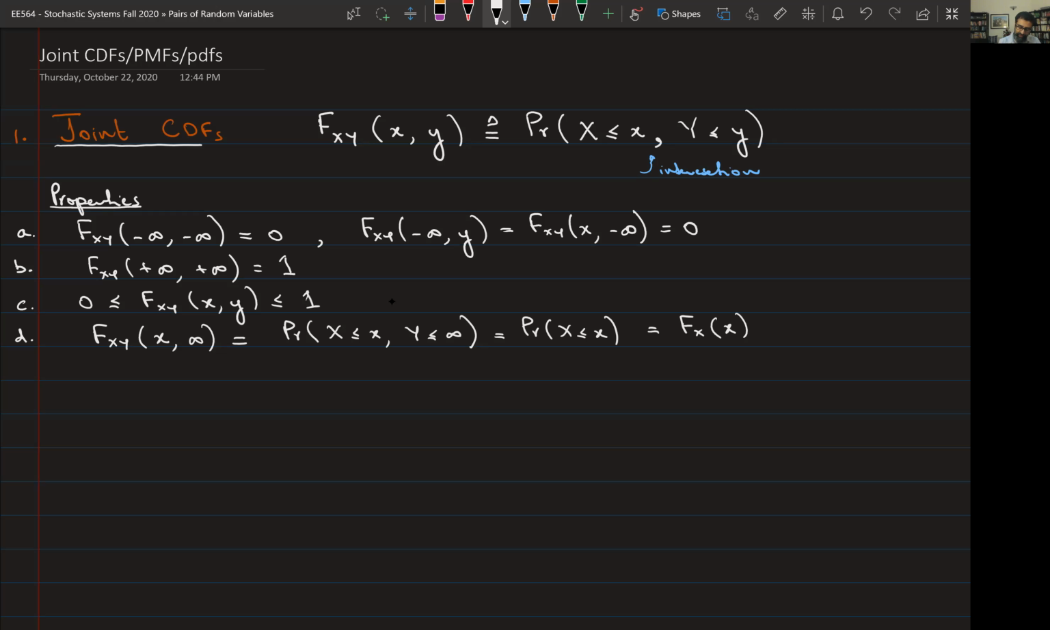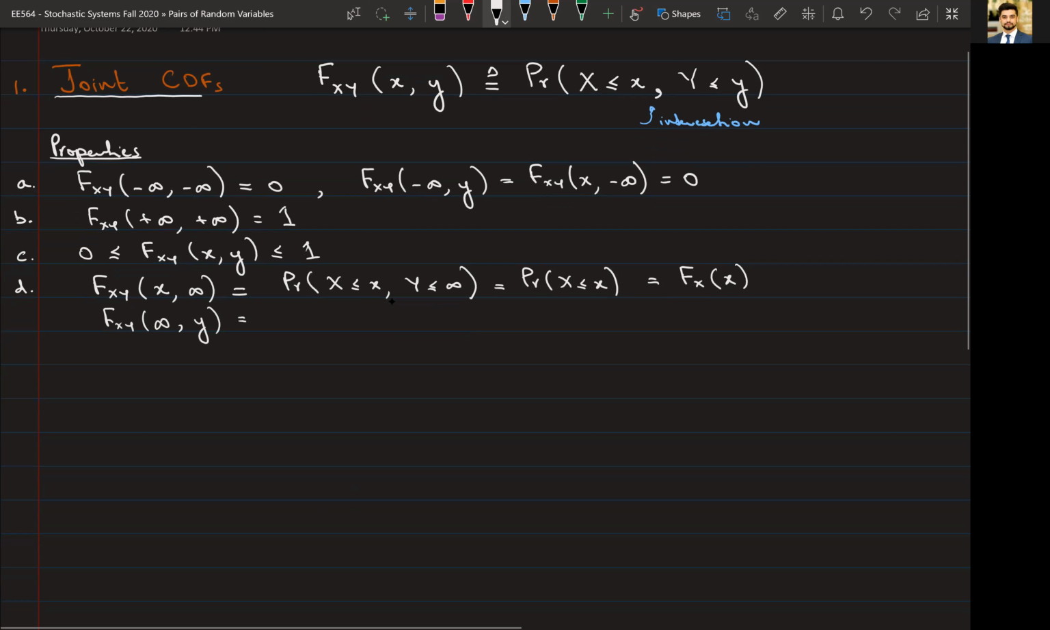Similarly, I can conclude that F_XY evaluated at plus infinity and small y is, by extension, going to be equal to... Khalid, can you hear me? Okay, anybody else? What is this going to be equal to? Mohsen? Sir, F_Y. F_Y. All right. So these are some of the properties of joint CDFs.